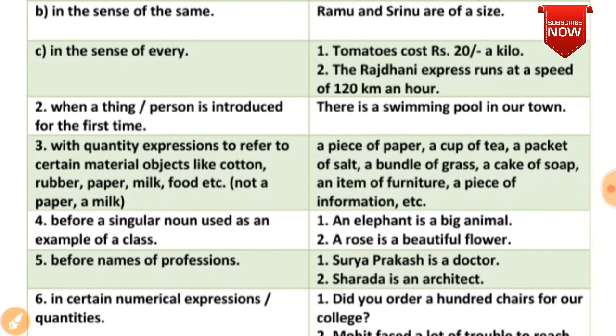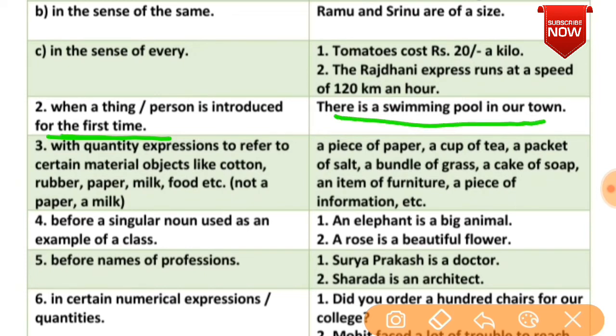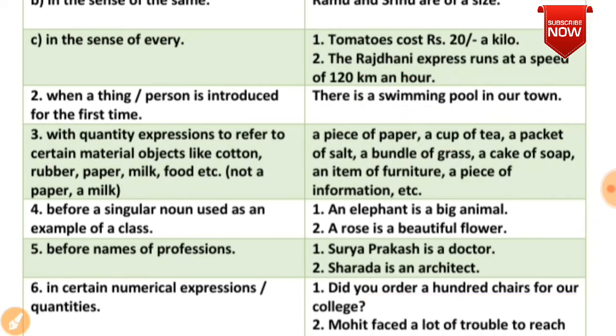Next, when a thing or a person is introduced for the first time: there is a swimming pool in our town. A swimming pool, you can observe, is introduced for the first time, so you can use the indefinite article.